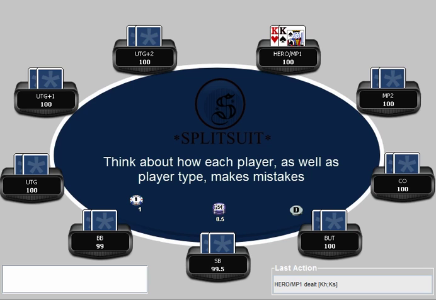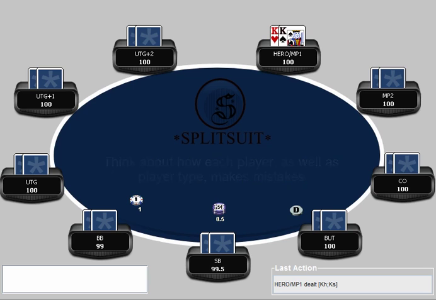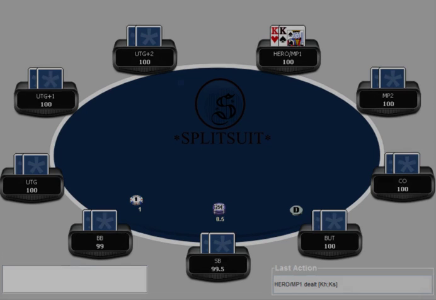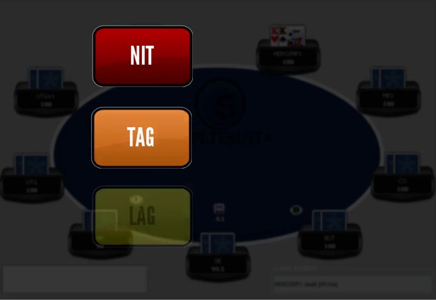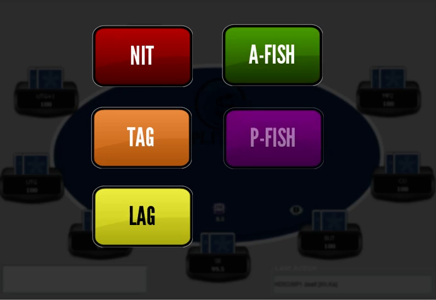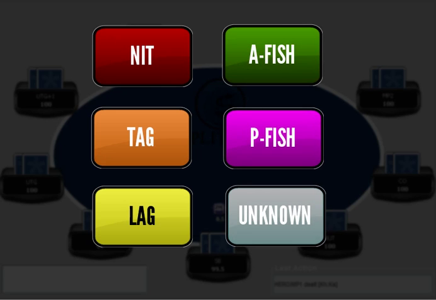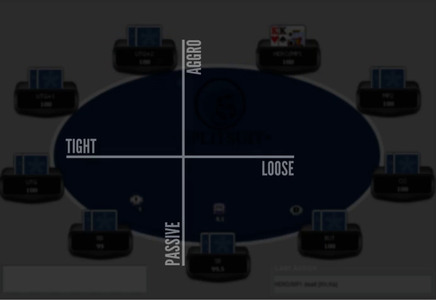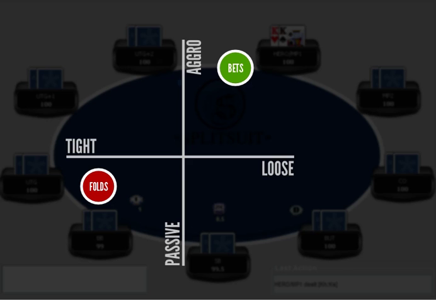So I normally consider having 6 different opponent types. Those would be nits, tags, lags, aggro-fish, passive fish, and unknowns. And what I do is I think about all the mistakes they're going to make. Normally when a person is on the tighter side of the spectrum, I assume they're going to make more folding mistakes. When they are on the more aggressive side of the spectrum, I assume they're going to make more betting mistakes. When they're on the passive side of the spectrum, I assume they're going to make more calling mistakes.